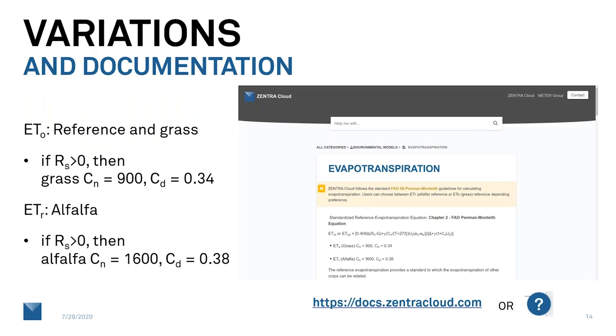We do offer two variations of this standard ET model. The reference ET, which is denoted by the O, is for reference grass, and ETR, which is great for alfalfa.